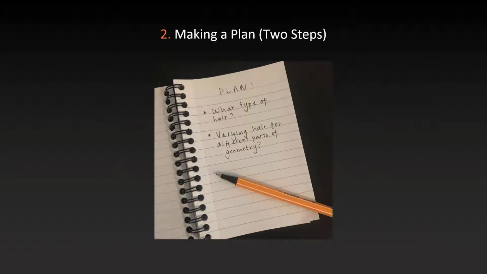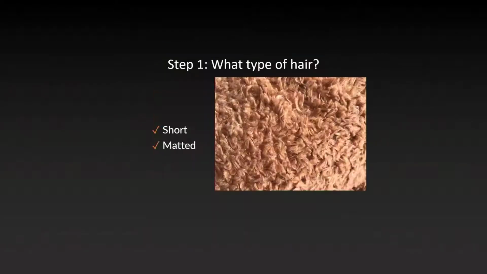So step 1, what type of hair is it that we're making? So from the reference, I noticed that the hair is very short and it's quite matted. And this curly, unbrushed sort of feeling to the hair meant that it's going to have very little movement.